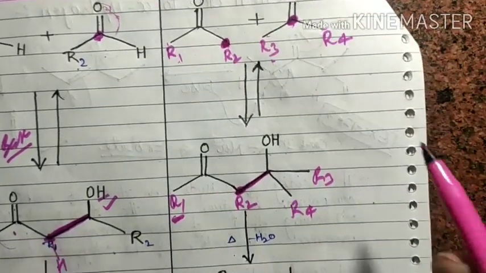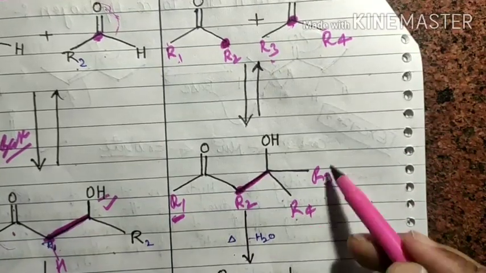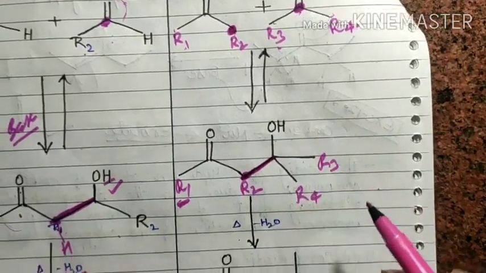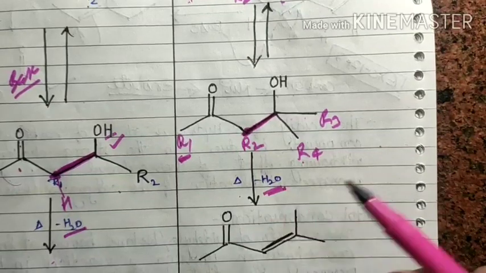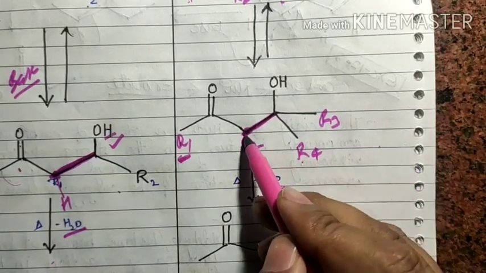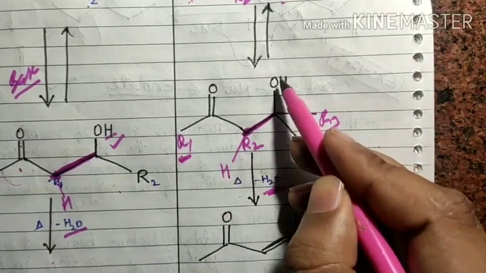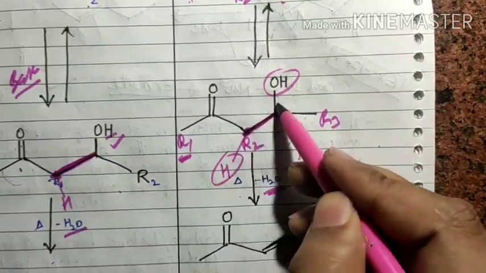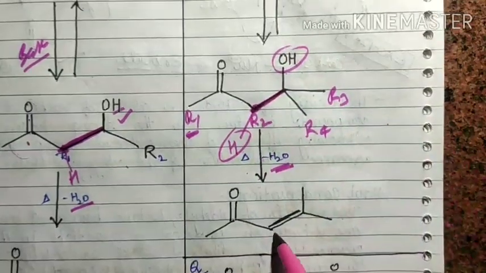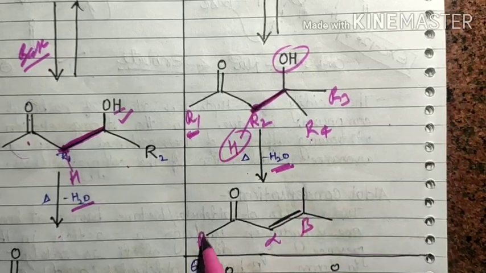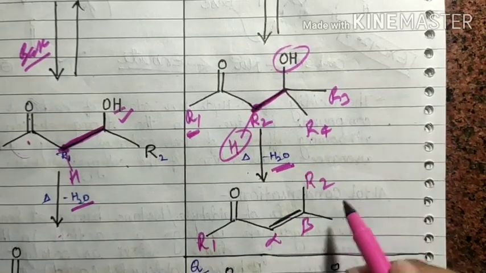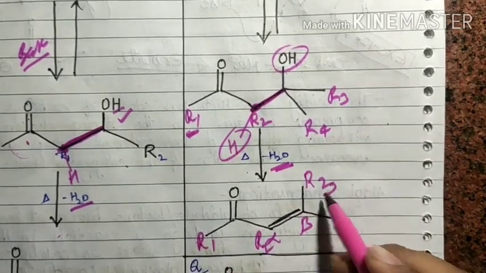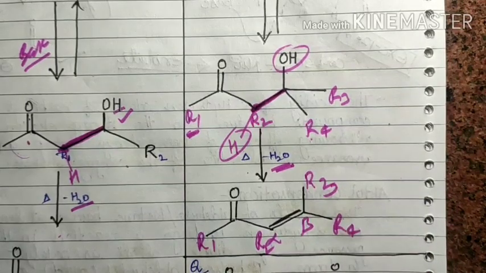So do not wonder why I write R3, R4 here. You may write either, because this is a tetrahedral structure. And after removing water, how does the water removal take place? One hydrogen from alpha and OH from beta are removed, and a double bond forms between alpha and beta. So this one is alpha beta unsaturated. This one is R1, this one is R2, this one is R3, and this one is R4.